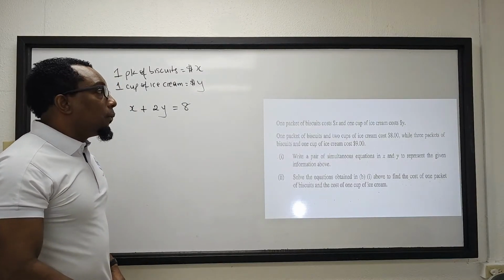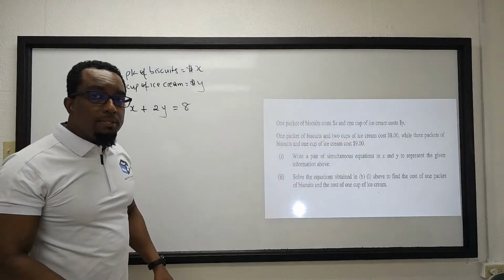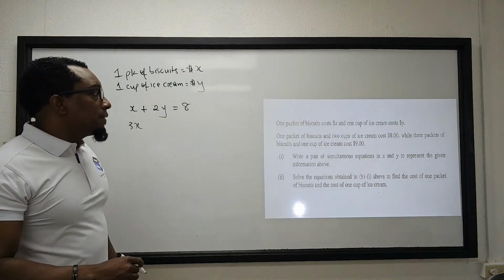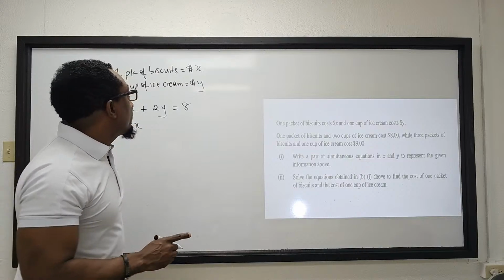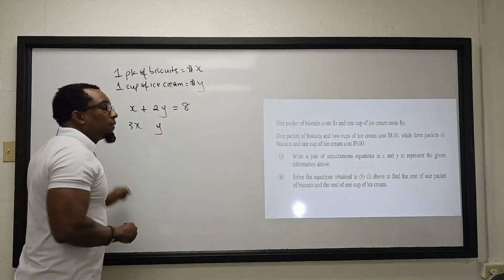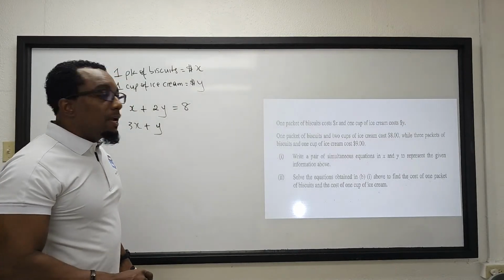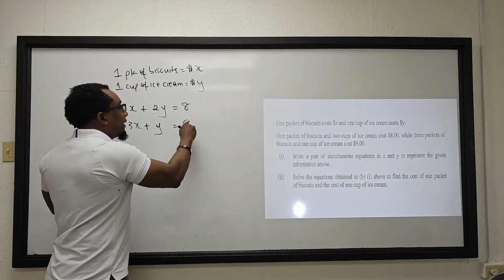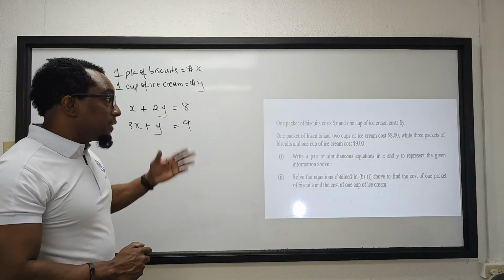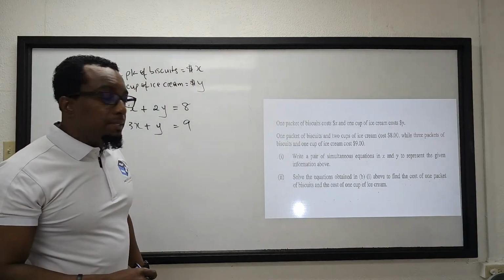Second, it states 3 packs of biscuits, so if 1 pack of biscuits is X dollars, then 3 packs will be 3X dollars. 3 packs of biscuits and 1 cup of ice cream, of course, a cup of ice cream is Y dollars, so that is going to be Y dollars. The total cost of 3 packs of biscuits and 1 cup of ice cream is equal to $9. So we have our second equation created. This is the part 1 answer. So we have created our pair of simultaneous equations.